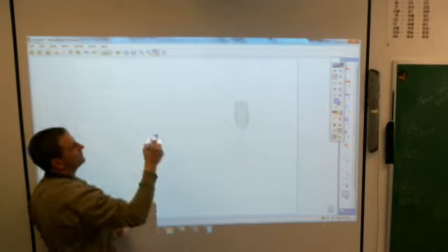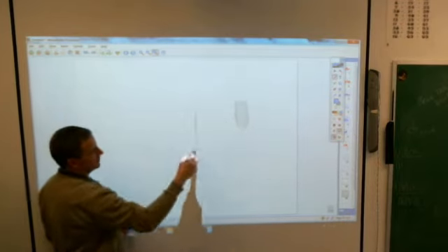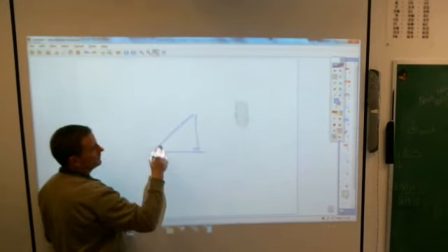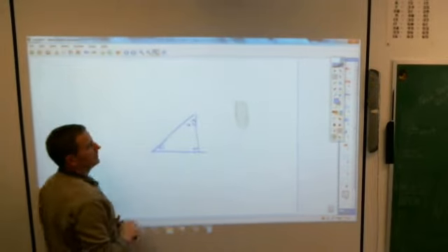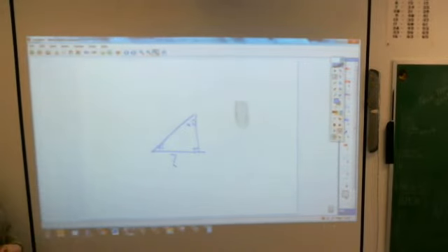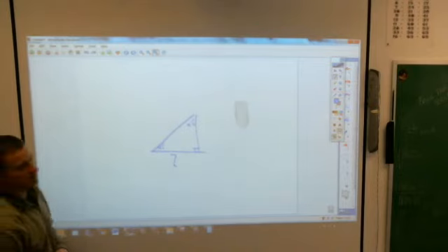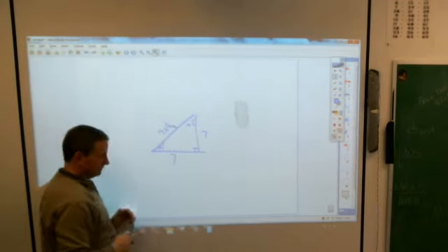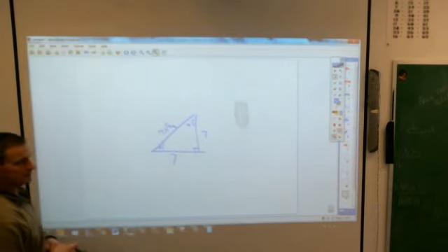Here's another one. How about this one? So here's my right angle. Here's my two 45s. Let's say this is 7. What would my other two sides be, Carter Westfall? 7 and 7 times the square root of 2. And just that easy.